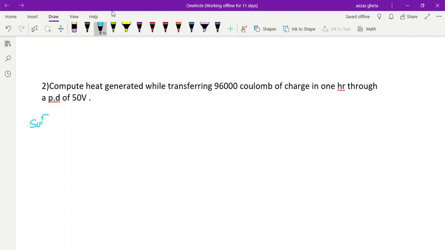Compute the heat generated while transferring 96,000 charge in 1 hour. The potential difference is 50 volt. Do you know the heat generated formula? H is equal to I square R T. Here we have only the time T, and that too we should convert into seconds.